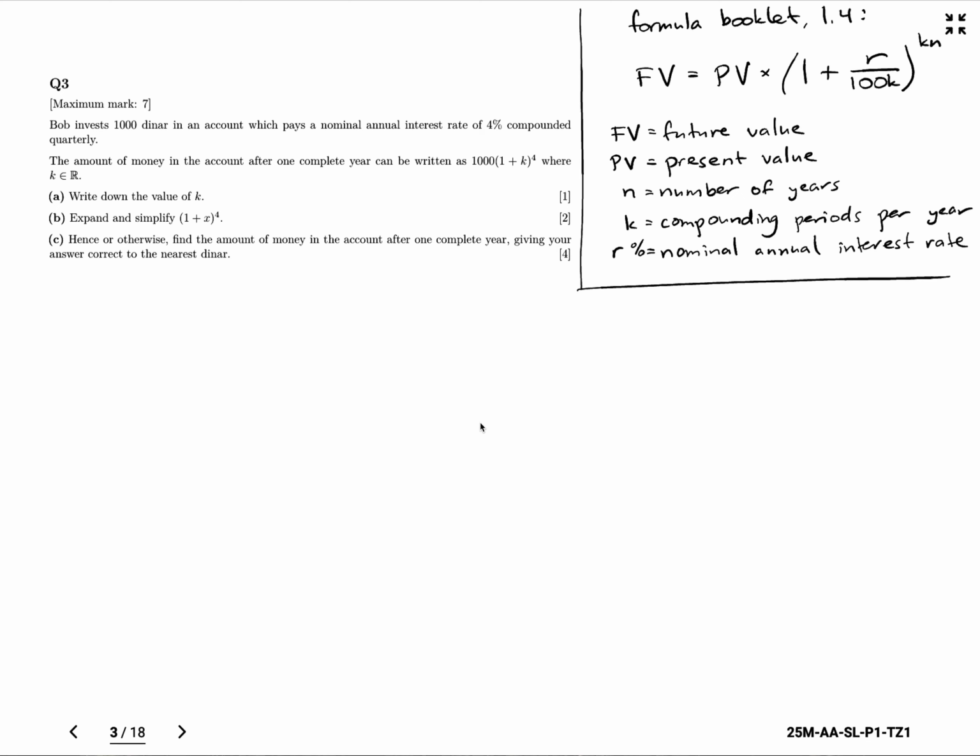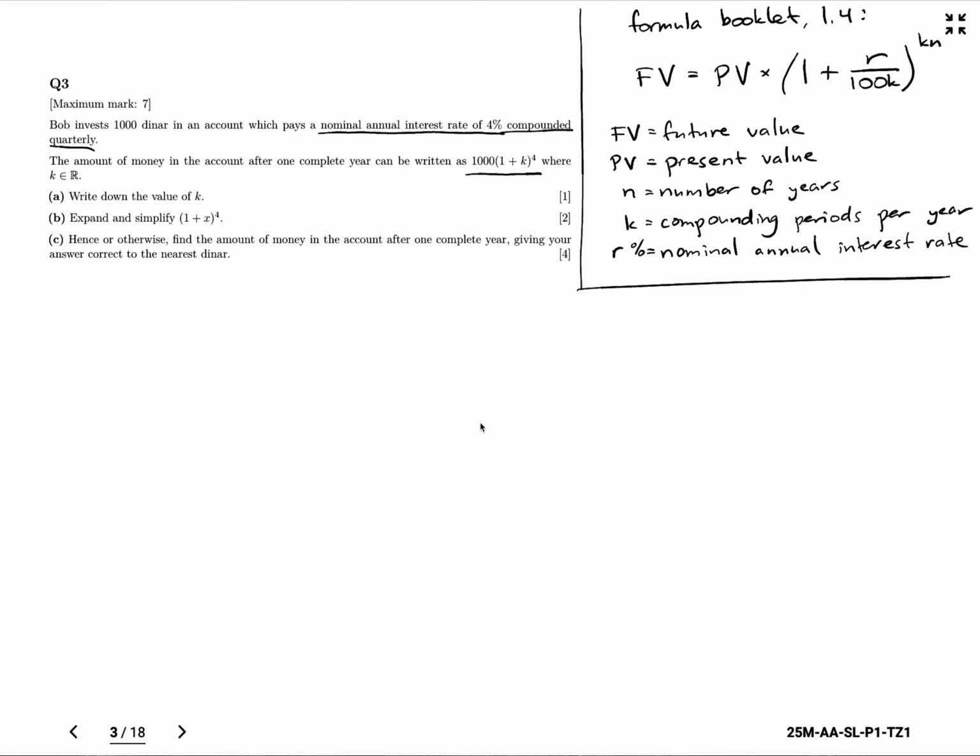Question 3. Bob invests 1,000 dinar in an account which pays a nominal annual interest rate of 4%, compounded quarterly. The amount of money in the account after one complete year can be written as this, where k is a real number. We have to write down the value of k. So I copied this formula from the formula booklet, where the terms are explained here. FV is the future value, PV is the present value, N is the number of years, K is the compounding periods per year, and R% is the nominal annual interest rate.